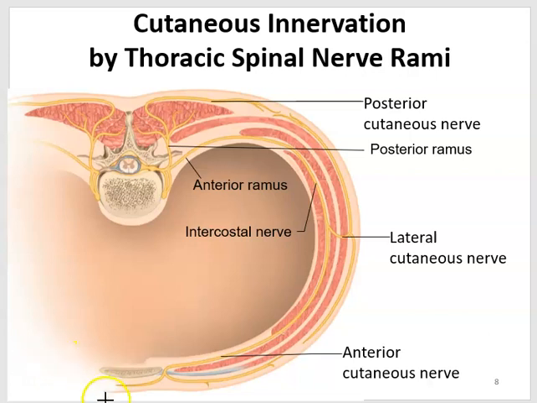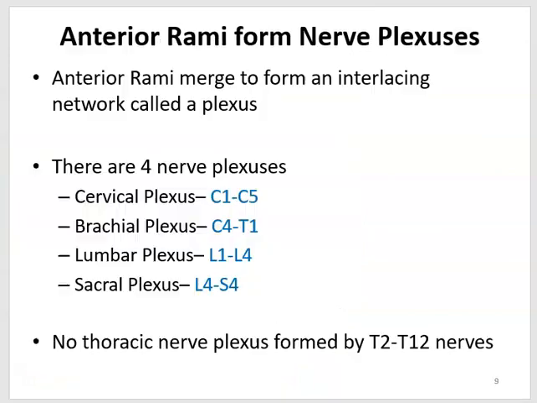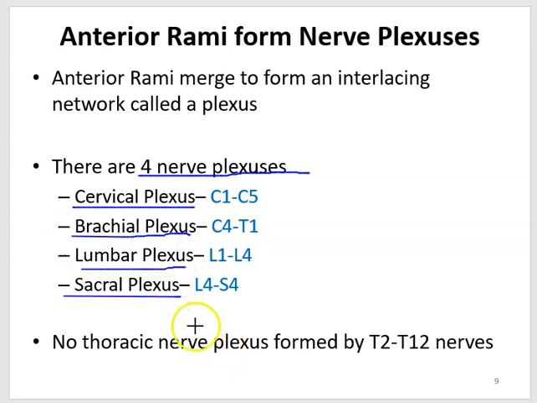Now the anterior rami are quite interesting because they form plexuses, that is, networks. They merge and then they come apart, and then they merge and they come apart. I'll show you a picture in just a second. So a nerve plexus is a combination of many anterior rami of spinal nerves. So there are 4 nerve plexuses. There's the cervical plexus, the brachial plexus, the lumbar plexus, and the sacral plexus.